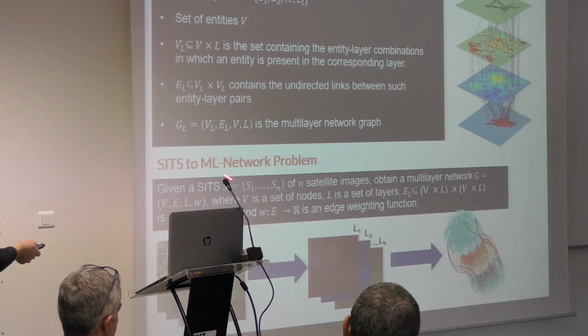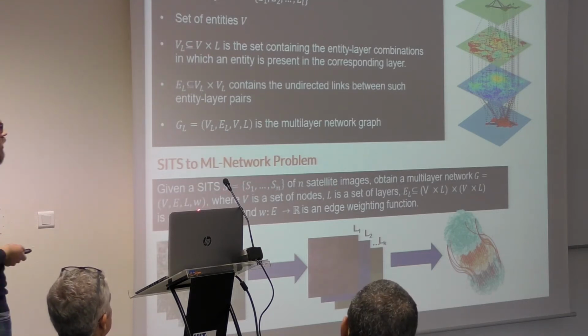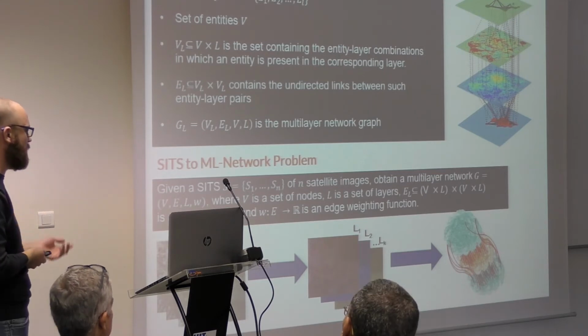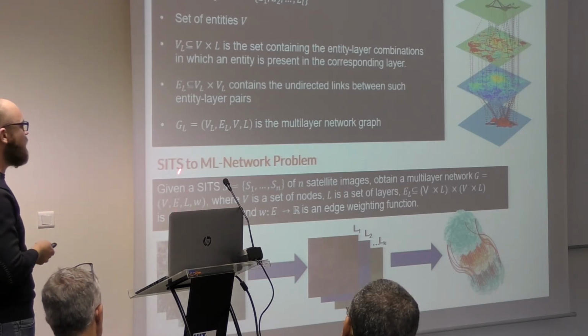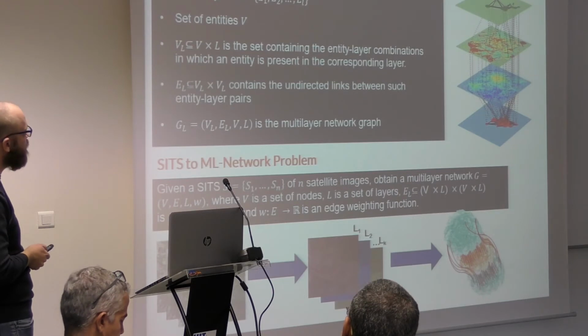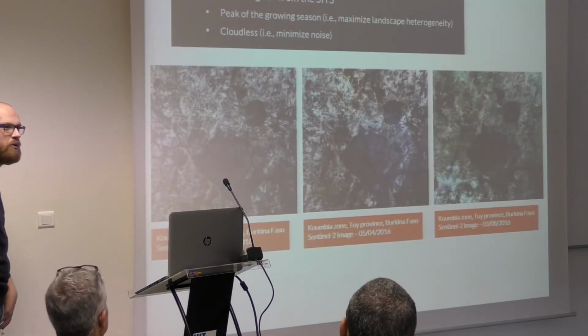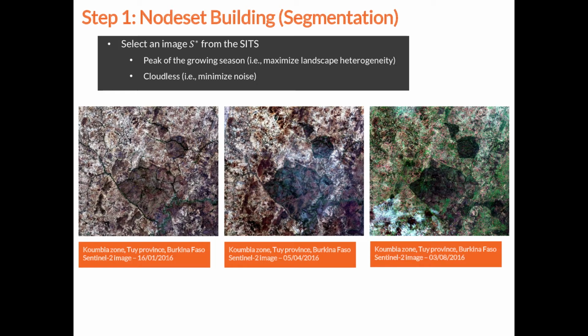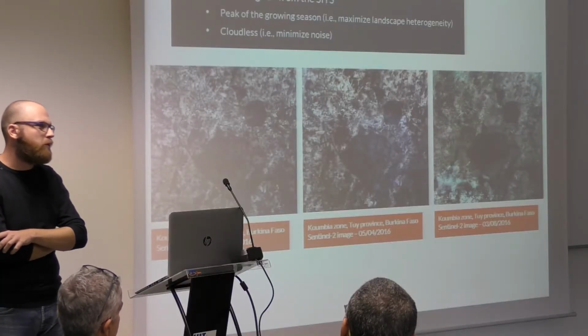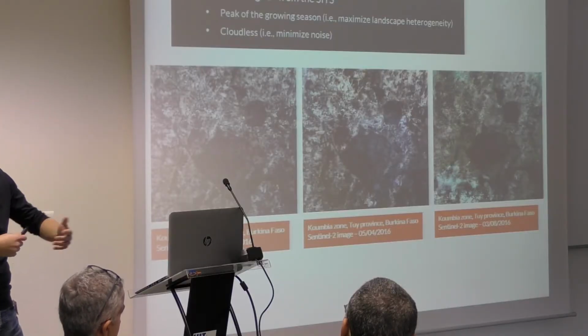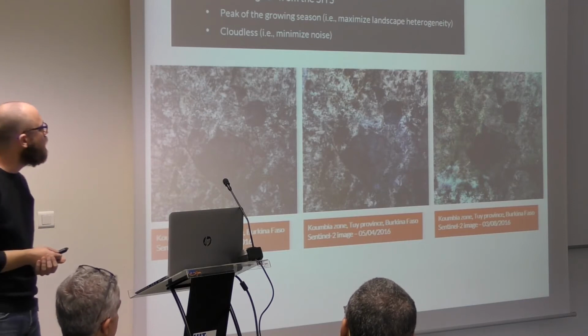The problem is, given a satellite image time series, obtain a multi-layer network. It's what the title says, okay? Which is undirected and weighted. So, step one. You want to infer your nodes. We do this by segmentation. Segmentation is a really standard process in computer vision. So you just partition your image in homogeneous segments, okay?